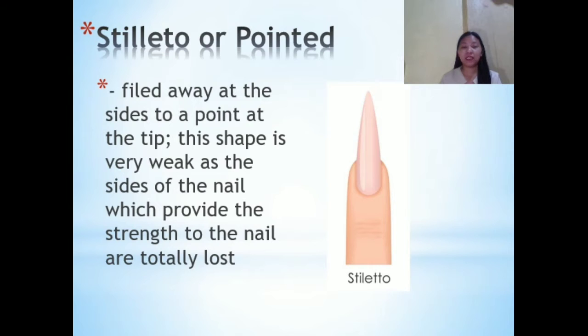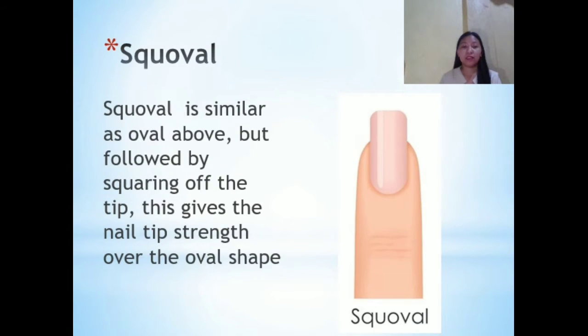Next is stiletto or pointed. Stiletto or pointed is filed away at the sides to a point at the tip. This shape is very weak as the sides of the nail which provide the strength to the nail are totally lost. Next we have scoval. Scoval is similar to oval above but followed by squaring off the tip. This gives the nail tip strength over the oval shape.